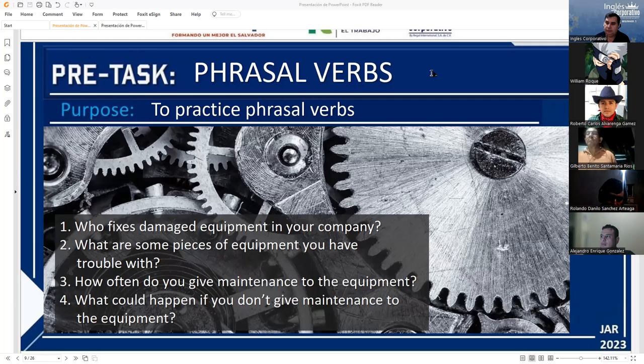It depends on the area, teacher. For example, in my company, if a machine is damaged, it's the mechanic department. Or for example, if the problem is with a computer, it's the IT department. The IT department, okay. Excellent. Nice, very good.